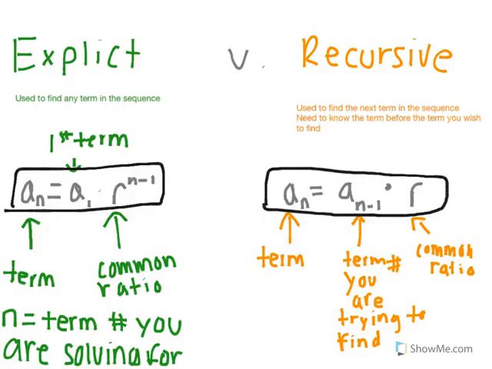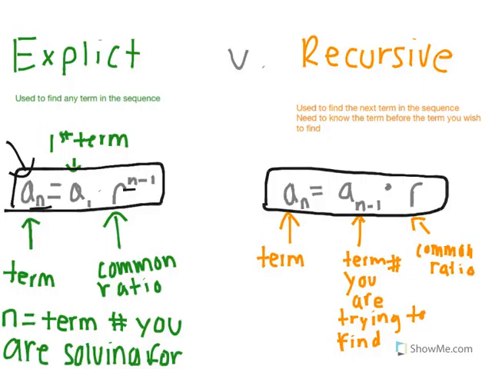Okay, now let's break these equations down. For the explicit, I have a of n, which stands for the term I'm trying to find, because it's the nth term of the sequence. a of 1 is the first term, and the common ratio is r, and then n, which is found here and here, is just the term number I'm trying to find.